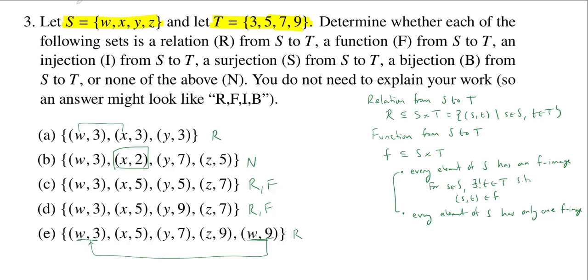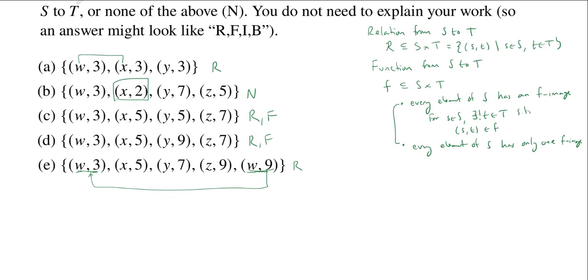Now we need injection. So injection is what we might call a right to left condition. So injection from S to T. Instead of looking at elements of the domain and asking whether or not they have unique images, we're looking at now elements of the codomain. Okay, so we're looking at things in T, and we're asking whether they have a unique pre-image.